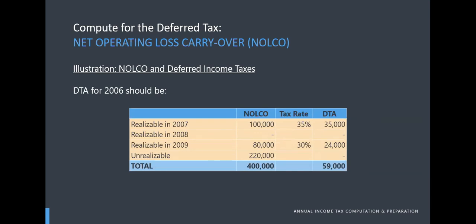Okay. So, the amount of the DTA in 2007 must be recorded at 35,000, since the tax rate during those times is still equivalent to 35%, while the DTA in 2009 was already taxed at 30%, since in 2009 there is a revision of the tax rate, lowering it from 35 to 30%. So the 220,000 is already unrealizable.